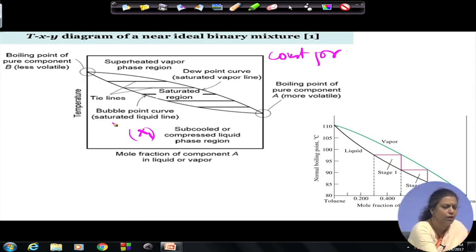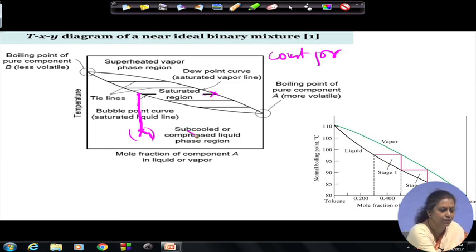From here, what do? I start heating the liquid mixture at constant pressure. When I start heating at constant pressure, I am basically following this particular vertical line. I follow this particular vertical line and then I touch this particular point in the saturated liquid curve. Moment I touch this point, what happens? The first bubble appears. What is the composition of the bubble? Again, it will be given by the horizontal tie line connecting this point to the saturated vapor curve. So, this is the composition of the first bubble.